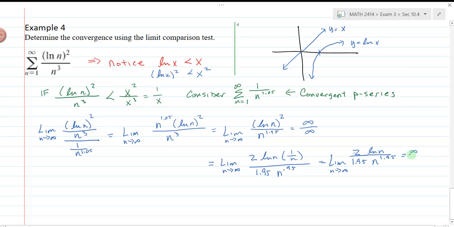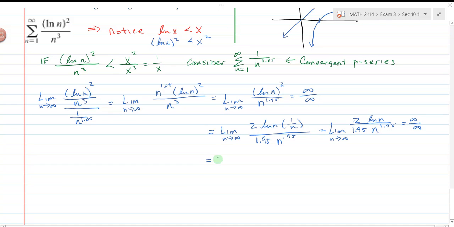This is still an indeterminate form. It's infinity over infinity, which means that I can apply L'Hopital's rule again, and this is going to be equal to the limit as n approaches infinity of the derivative of the numerator over the derivative of the denominator, and I don't know why I switched to an x all of a sudden, but that's going to be 2 over n times 1.95 squared n to the 0.95. That term can be moved into the denominator, and that would give us the limit as n approaches infinity of 2 over 1.95 squared n raised to the 1.95. Now as I let n go to infinity, this gives me 2 over infinity, and 2 over infinity is 0.